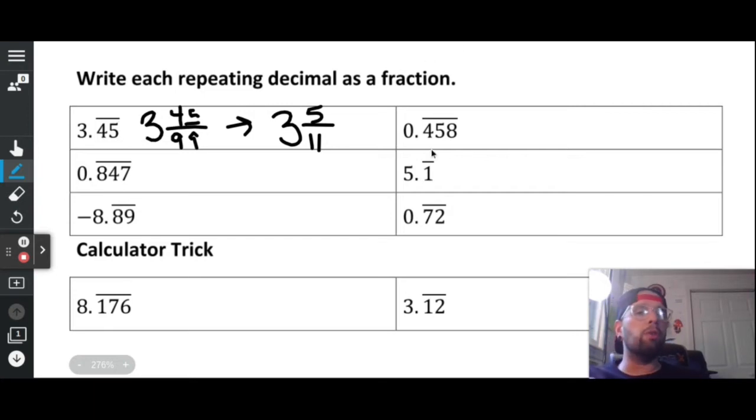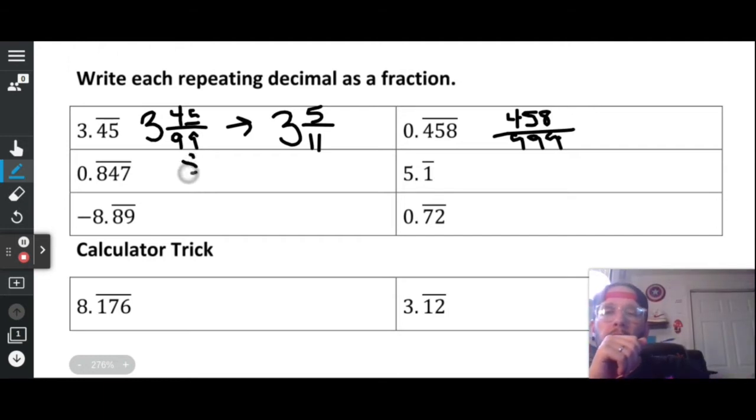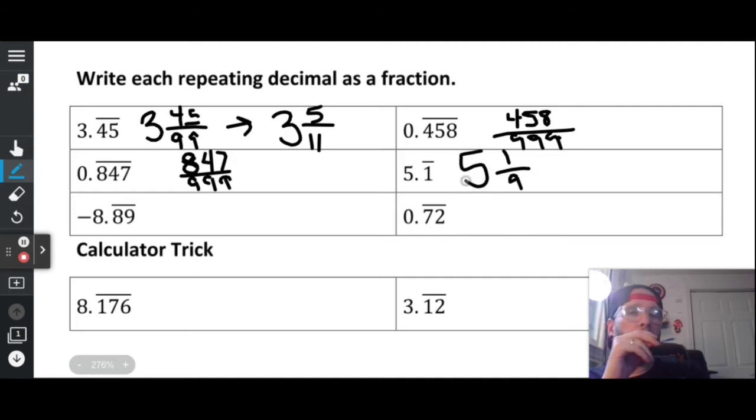So 458 is 3 numbers repeating: 4, 5, 8. So I'm going to put that over 1, 2, 3 9s. I can't simplify that. 847 is repeating, so that's going to go 847. That looks terrible. 847 is going to go over 3 9s. No number goes in front of it. Only 1 is repeating, so you're going to put it only over 1 9. And let's put that big 5 in front of it.